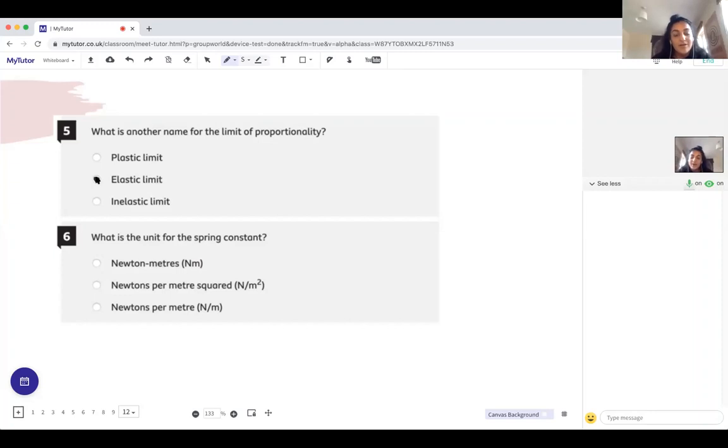For the second one, what is the unit for the spring constant? That is newtons per meter. So if we have F equals kE, and we know that F is measured in newtons, k is measured in newtons per meter, and E is measured in meters. Well, if we were to rearrange this equation for k, we'd get k equals F over E.